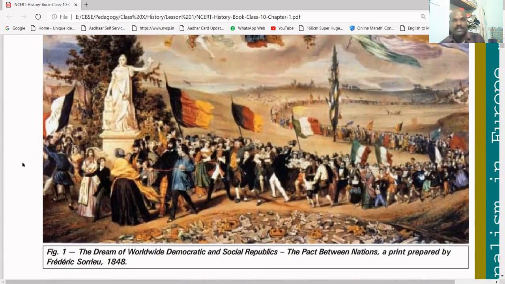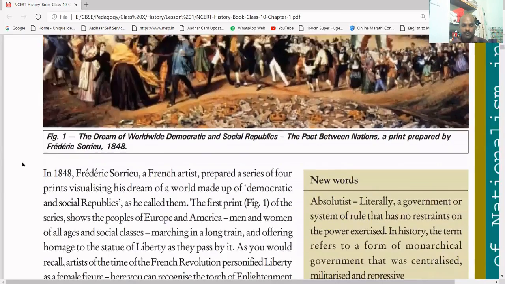Following France, we can see Germany with its tricolor. It is also marching towards the Statue of Liberty. But at this time, please understand, Germany was not a nation state. Not only that, Germany was divided into numerous principalities, small regions, or provinces. So it was not a united area. That also we need to understand.